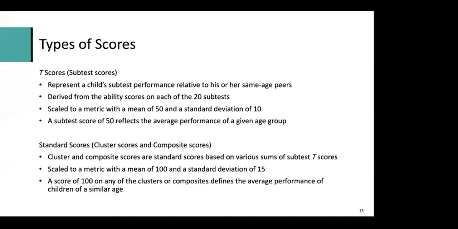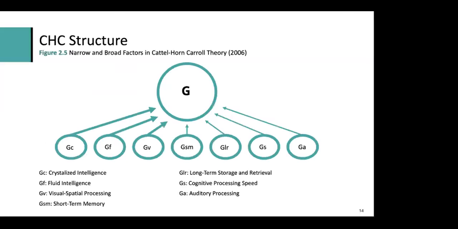Standard scores are provided for cluster scores and composite scores, and these have a mean of 100 and a standard deviation of 15. And the range for cluster and composite scores is 30 to 170. So that's a mighty big range, which will definitely help you differentiate ID that would be considered mild to moderate.